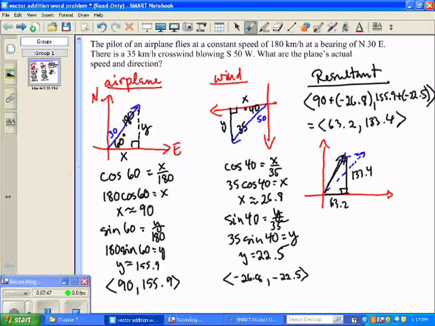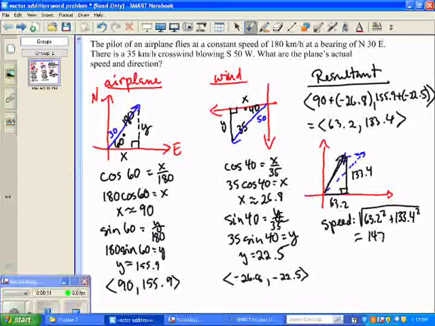So let's do the speed first. Now the speed, we can just use the Pythagorean theorem. We have 63.2 squared plus 133.4 squared, and we just need to take the square root of that. When we plug this into the calculator, this comes out to 147.6 kilometers per hour. So that's the speed. We still have to find the direction, so we have to find this inside angle here.